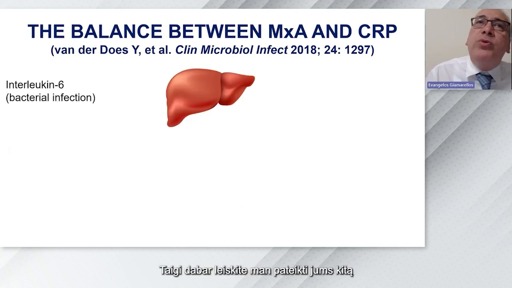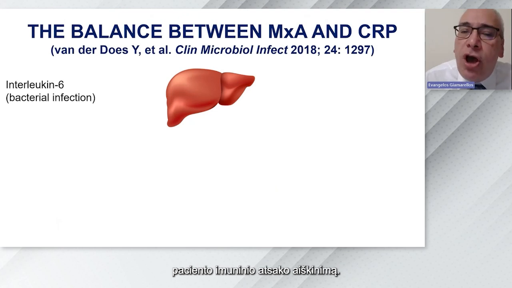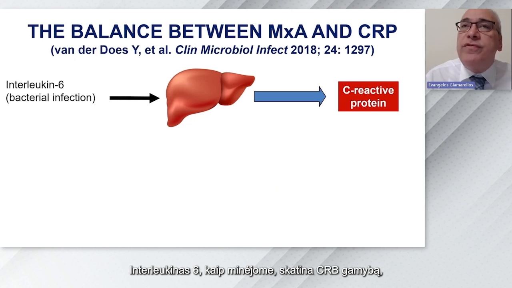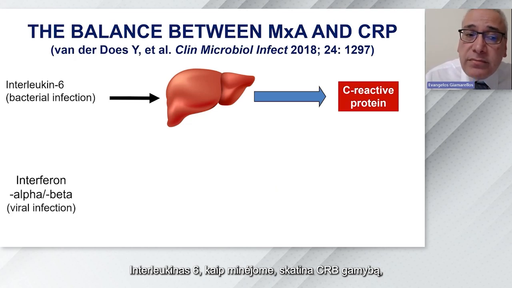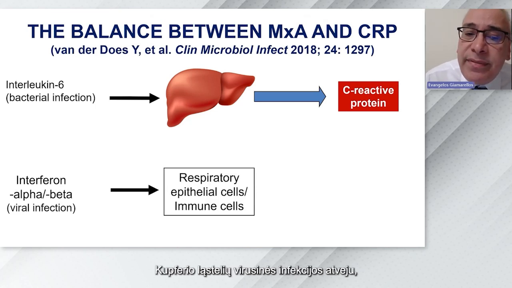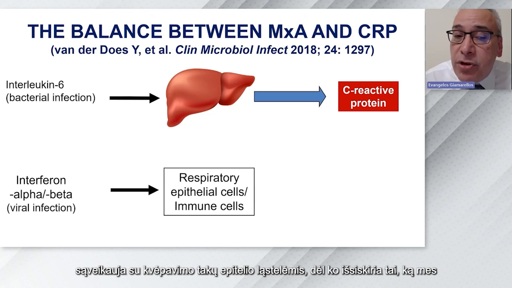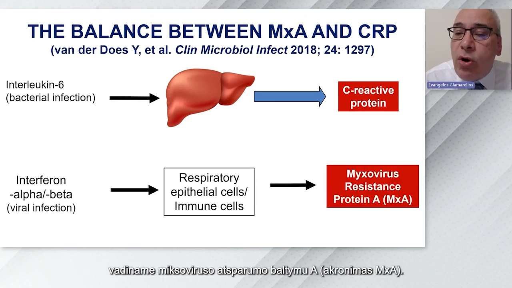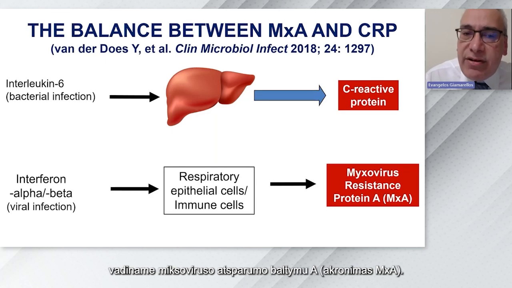So now allow me to bring you to another interpretation of the immune host response. Interleukin 6, as we said, leads to the production of CRP, but interferon alpha and beta, which are produced in case of viral infection by Kupffer cells, interact with the respiratory epithelial cells, giving rise to what we call the myxovirus resistance protein A. MxA is the acronym.